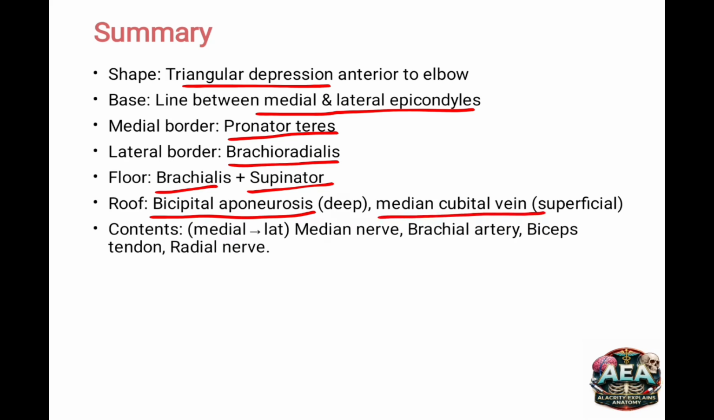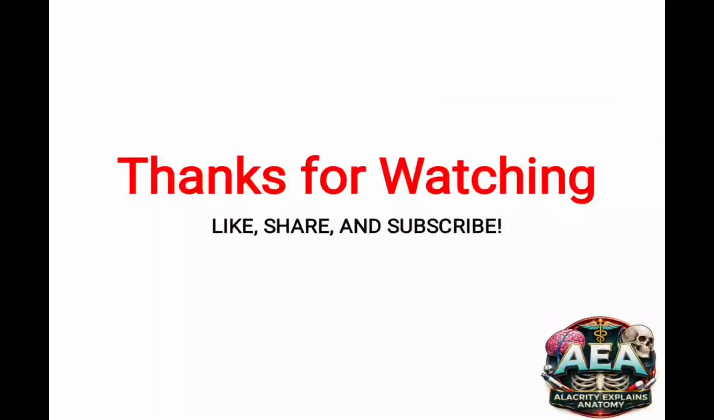And the contents, from medial to lateral, we say using the mnemonic MBBR. We have the median nerve, the brachial artery, the biceps tendon, and what? The radial nerve.